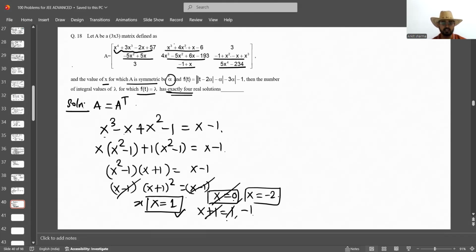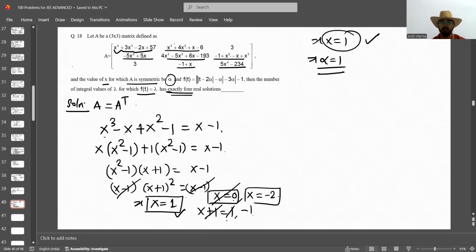Or rather we test at x is equal to 1 because I find this one to be a bit simple. So minus 5 plus 5 will give me 0 here, and 1 is making this one 0, this one 0. And this one is 1 plus 1, 2 plus 4, 6, minus 6 is 0. Yes. So this implies x is equal to 1 is the only value for which this matrix is going to be symmetric. That means my alpha is 1, because we wanted the value of x for which A is symmetric to be alpha.